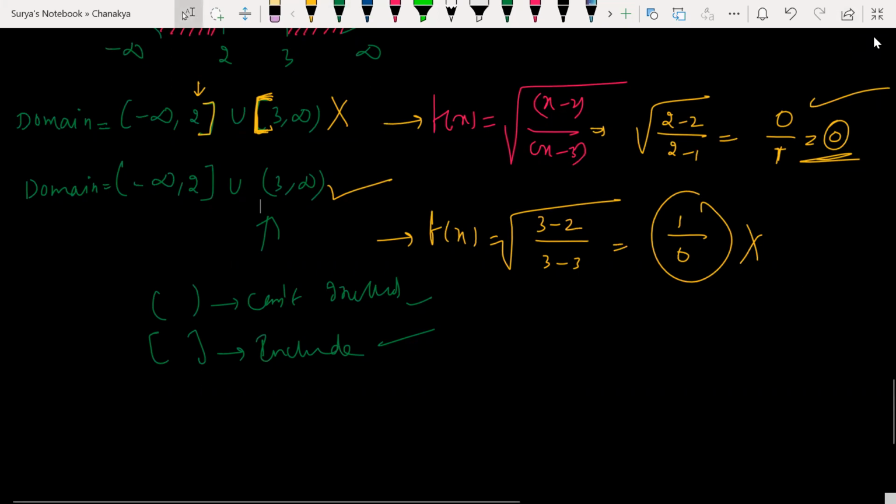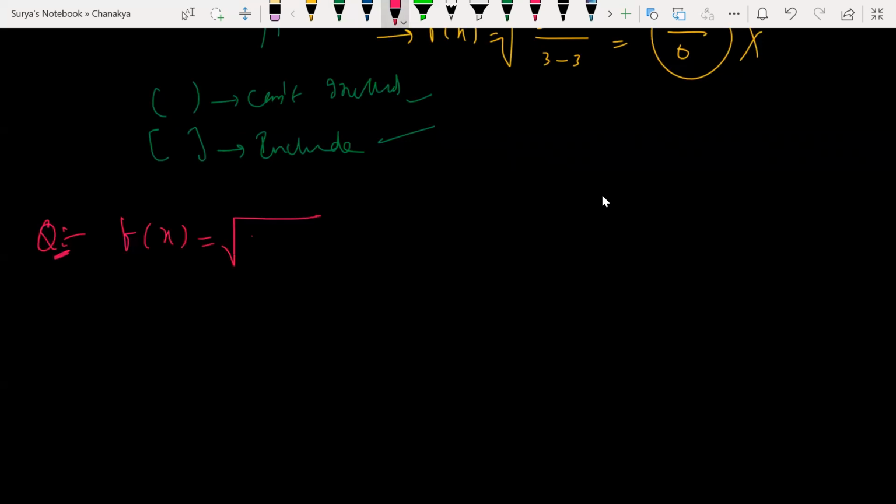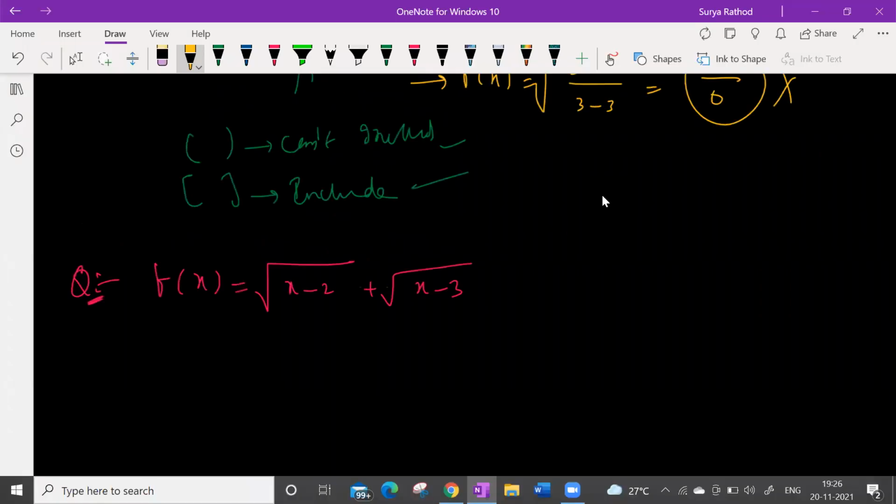Now I'll give one more question. Now you have to solve it here. Now look at this. What is the difference here? I just kept a plus here. I just gave a plus in between two expressions.